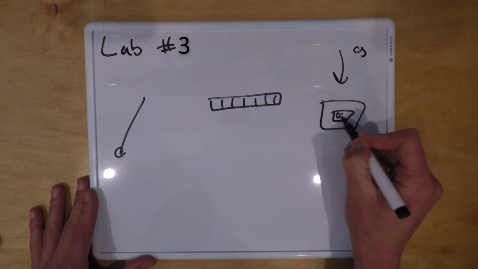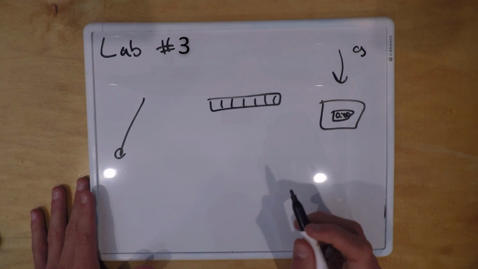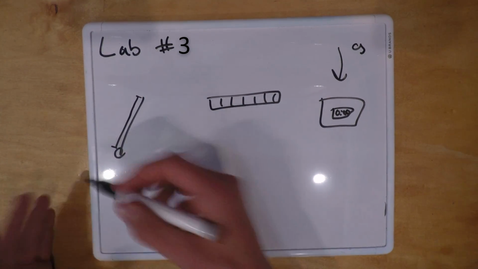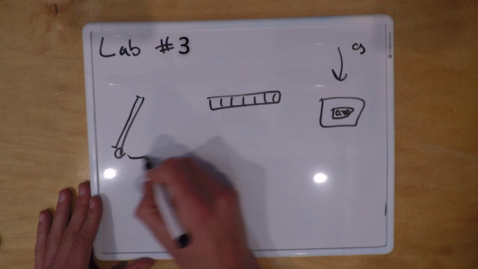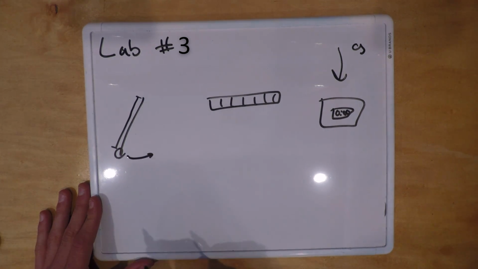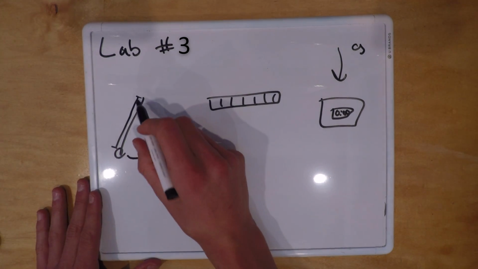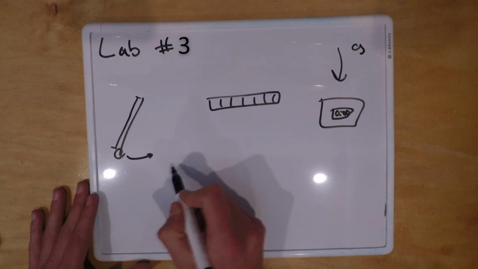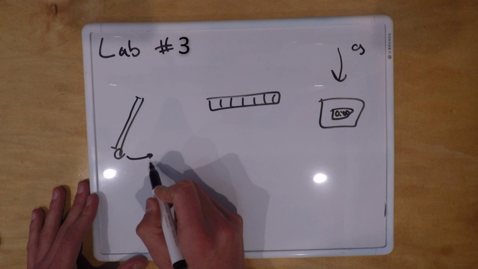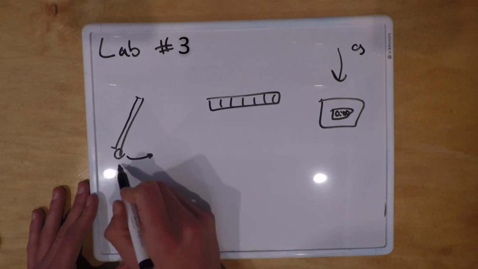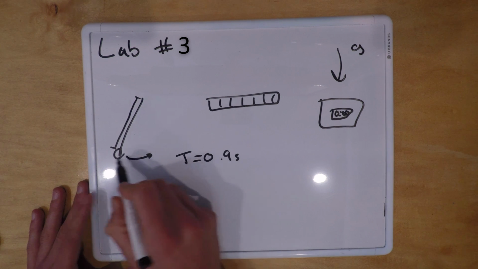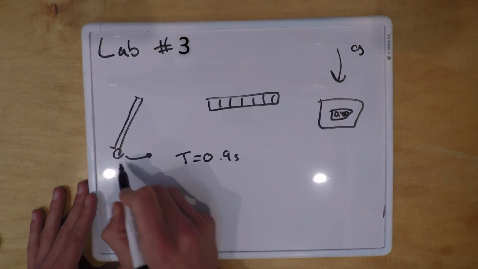Basically, we wanted to record the length of this string, and for clarification, a pendulum is just a weight on the end of a string that oscillates back and forth. We wanted to record the length of the string for different periods. For example, let's pretend that we had one period, so it oscillates this way and then back, of 0.9 seconds. So it takes 0.9 seconds to swing here and swing back.